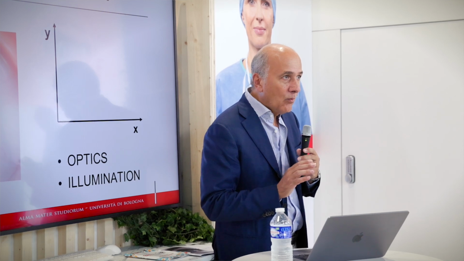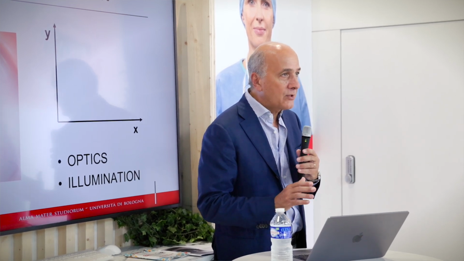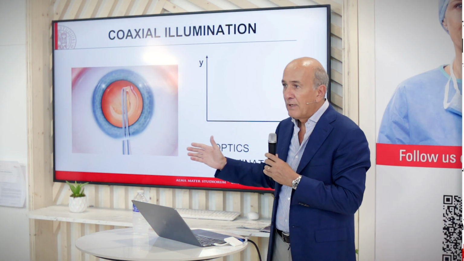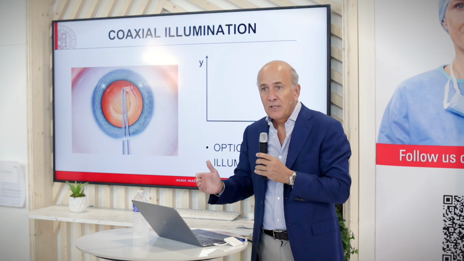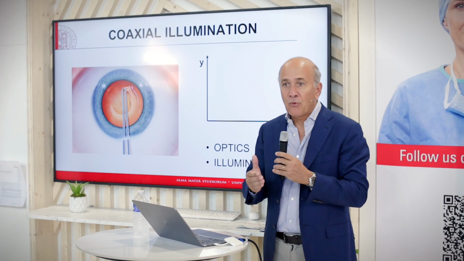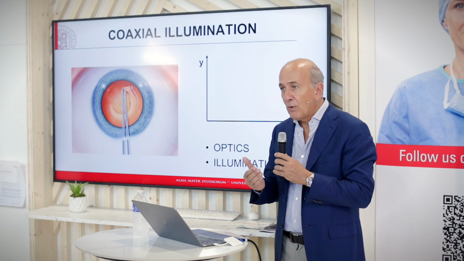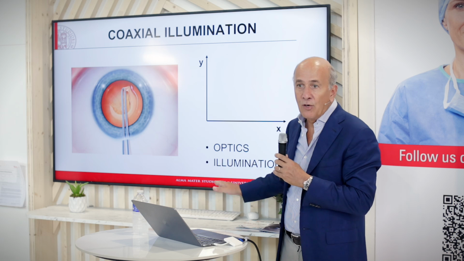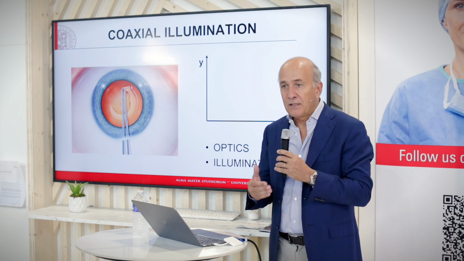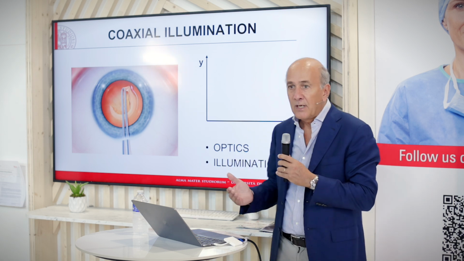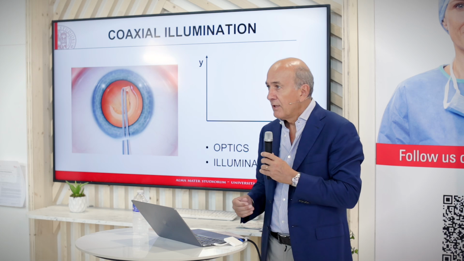Now, what we normally see through a microscope is actually this. This is coaxial light illumination. And so when we look through a microscope and we perform a capsulorhexis, basically we use only the X and Y spatial resolution. And the quality of our vision is dependent on optics and illumination. Needless to say, the Leica microscope provides excellent optics and illumination, if you had a chance to try this microscope.